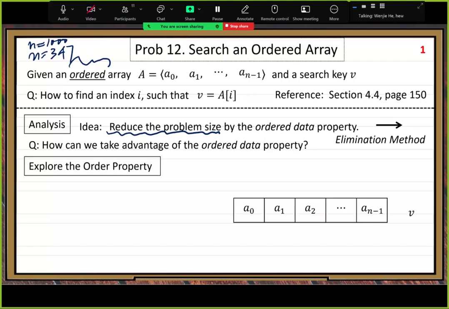So look at this diagram. The given array is an ordered array. Now there is a search key, V. When we do our first comparison, we have many options. We can compare V with the last element, with the first element, or with any element in between. We have so many options. Which one do you think is the best choice?